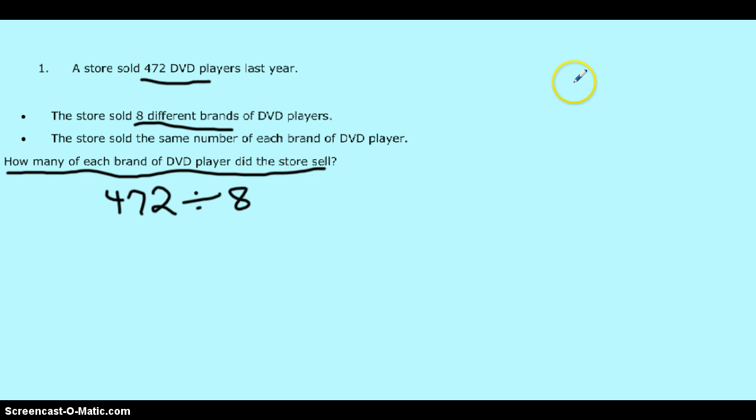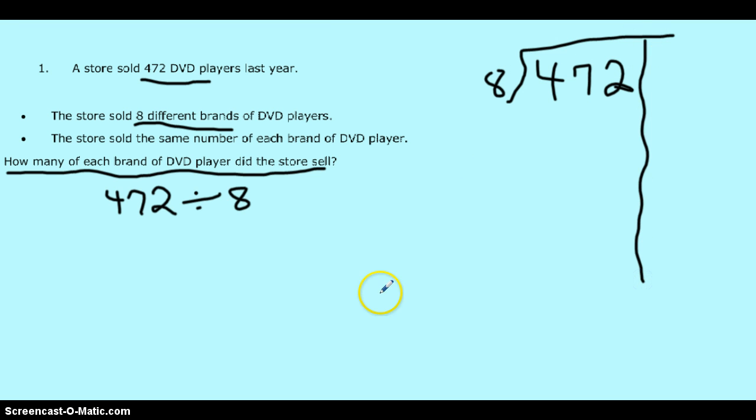So if we go over here, I'm going to get us some room. So we'll put 472 underneath our bracket, and we're dividing it into 8 different groups. So now we want to start counting those groups. We want to group large because I don't want to do a lot of subtraction. If I think of my multiplication, 1 times 8 is 8, so 10 times 8 is 80. That's not going to cut it. So 20 times 8 would be 160.